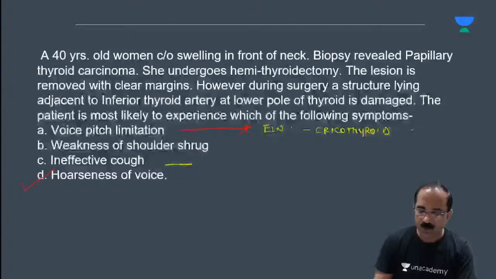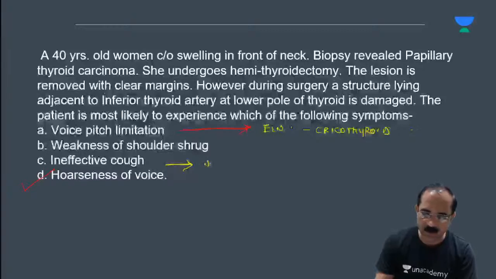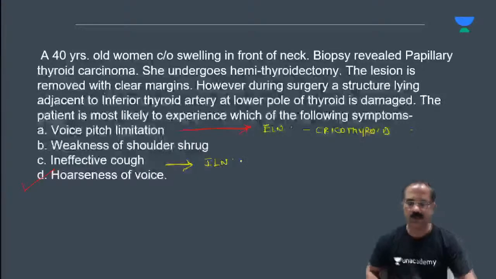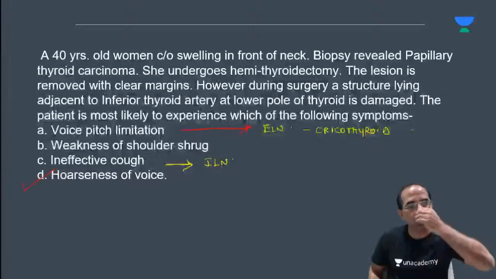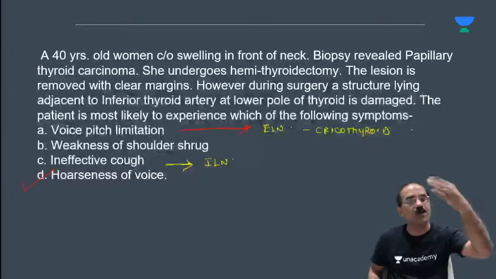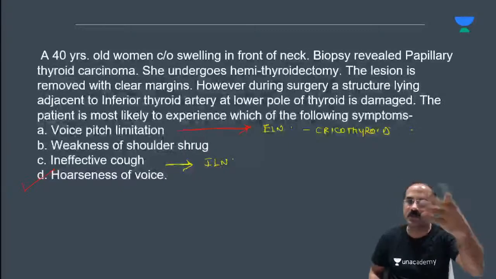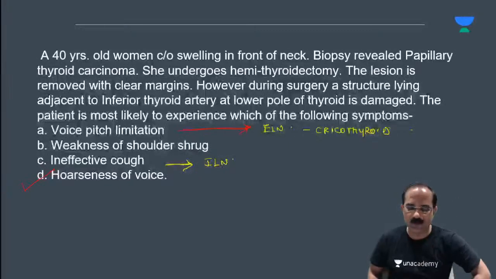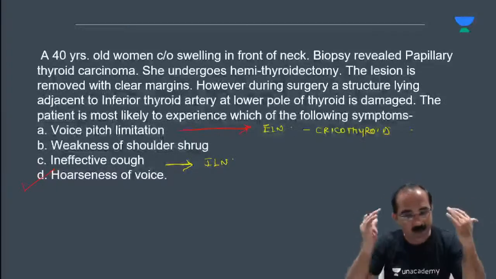Ineffective cough reflex: this cough reflex is mediated by the internal laryngeal nerve. It supplies the sensory supply of the larynx above the vocal folds, so if the internal laryngeal nerve is damaged, the cough reflex is lost. That's internal laryngeal nerve damage. A very important MCQ, children. Try to understand each and every option of it.